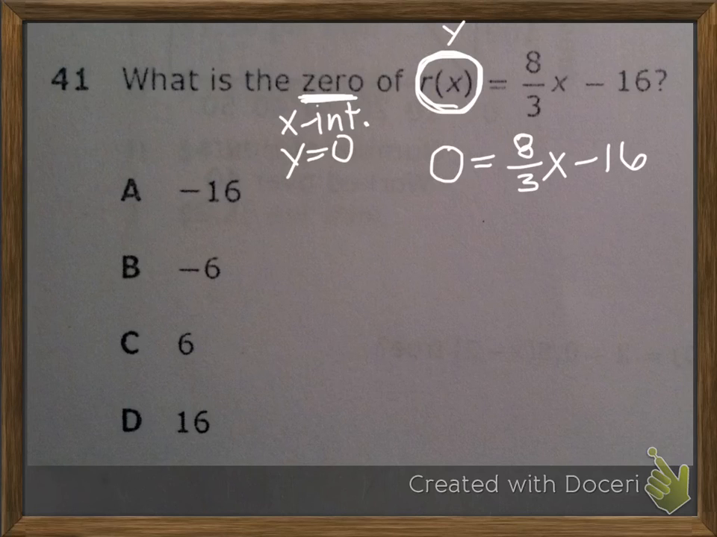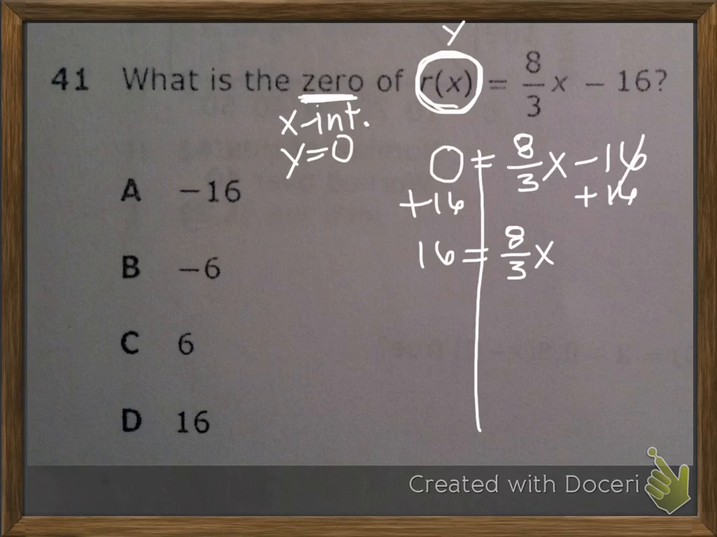Now all I have to do is solve for x to get my x-intercept or my 0. To get x by itself, I've got to get rid of that minus 16, and then the 8/3 we'll get rid of at the end. To get rid of the minus 16, we're going to add 16 to both sides. So I get 16 on the left equals 8/3 x on the right. Now what I've got to do is get rid of that fraction coefficient. Anytime you have a fraction coefficient, the way to get rid of it is you're going to flip it and then multiply both sides by that reciprocal. If I flip 8/3, I get 3/8.